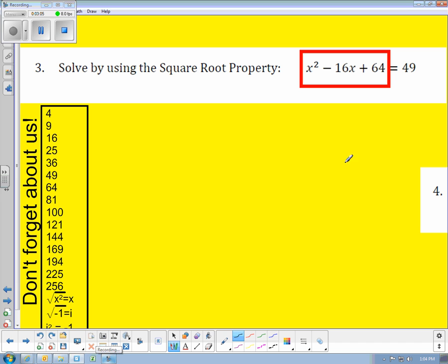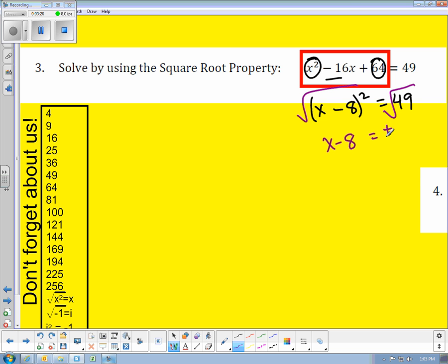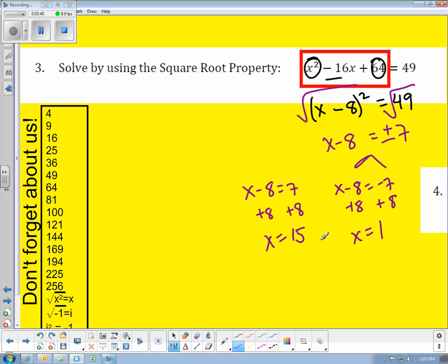Let's try it again. Here we have another perfect square trinomial. You've got a perfect square first term, a perfect square last term, and a negative middle term, which means you are looking at x minus 8 quantity squared equaling 49. So we would take the square root of both sides. That's x minus 8 equals plus or minus 7. And again, split it into two equations: x minus 8 equals 7, and x minus 8 equals negative 7. Add 8 this time, and we get x equals 15. Add 8, and x equals 1. So I have x equals 15 or x equals 1 for my two solutions.